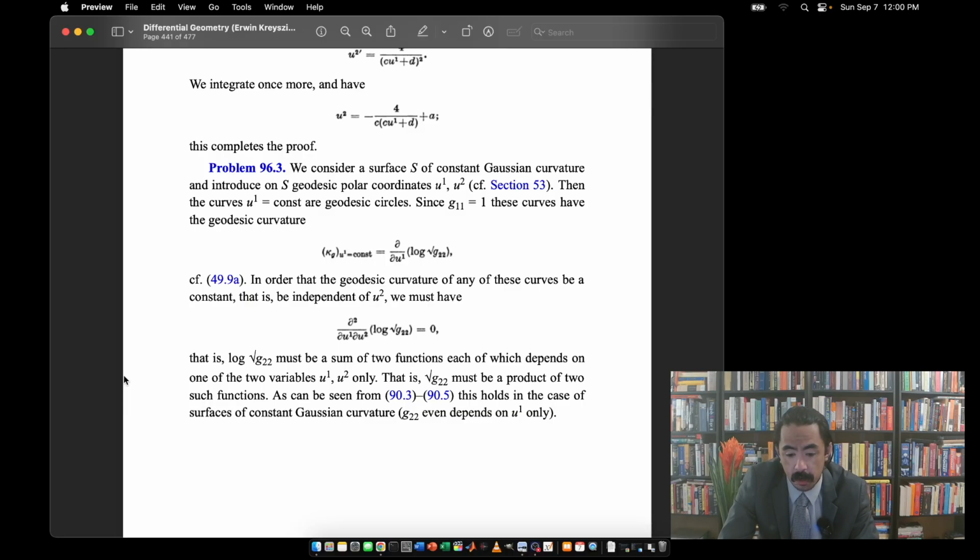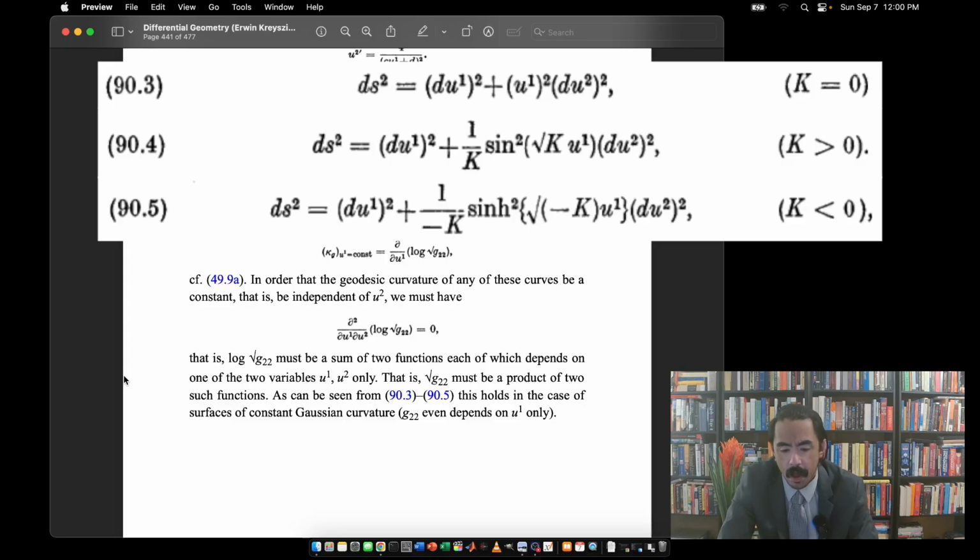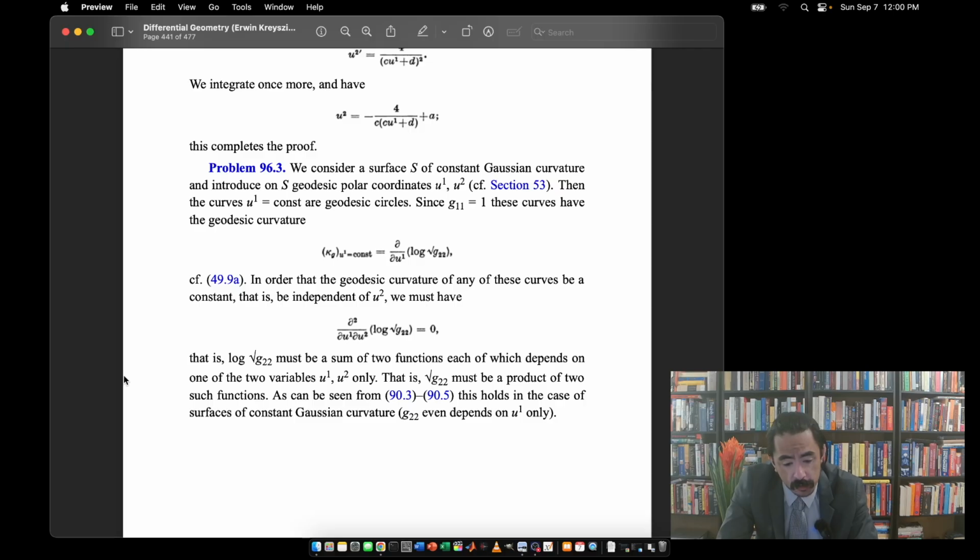And as can be seen from the relations 90.3, 90.4, 90.5, this holds in the case of surfaces of constant Gaussian curvature, namely g sub 2 even depends on u1 only.